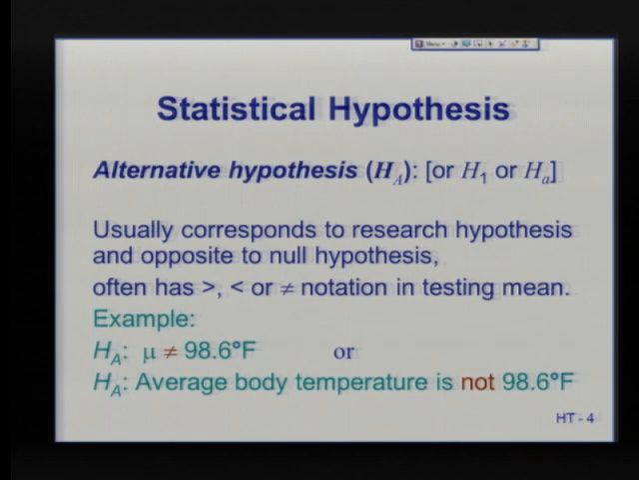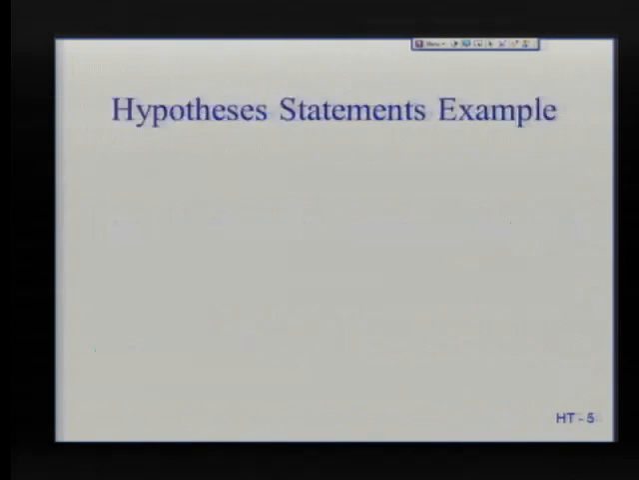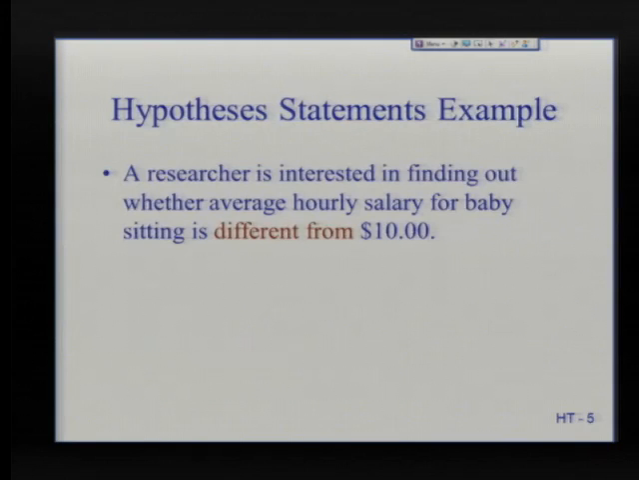So that's just one possible alternative hypothesis. It depends on the research question. So here I have some examples. This first example: if we have this research question, how do we set up our hypothesis? Now, what's null, what's alternative? So if you want to find out whether average hourly salary for babysitting in this area is different from $10 per hour or not, okay? So $10 is the number you're comparing with.